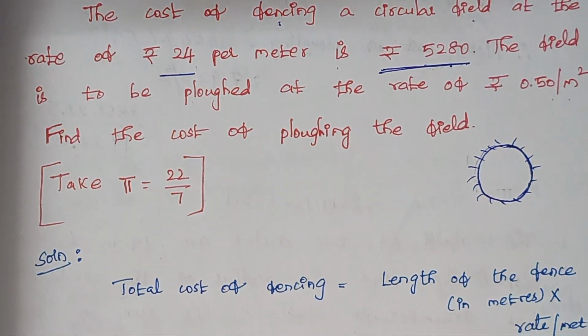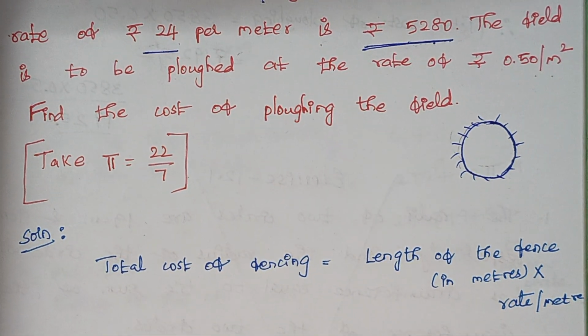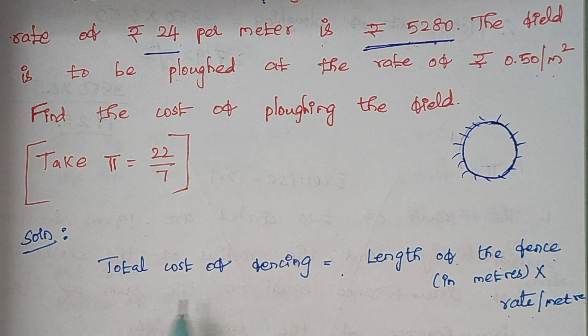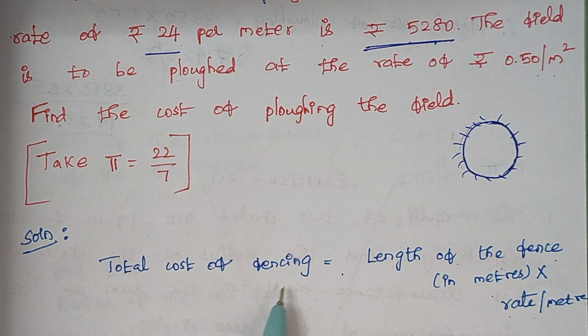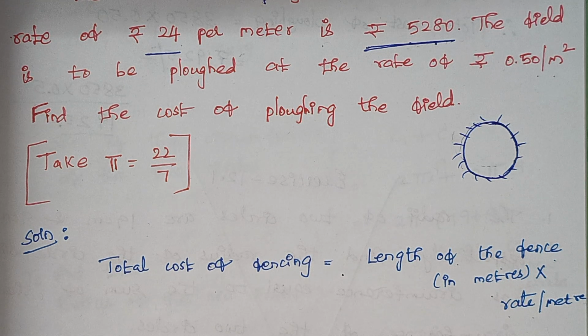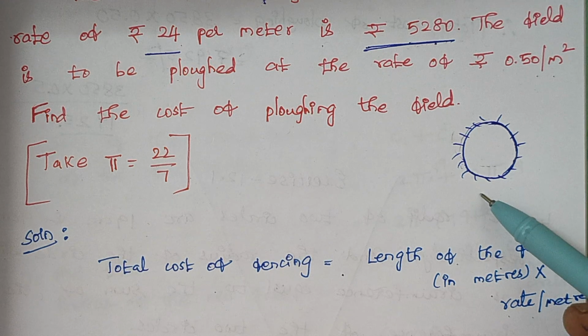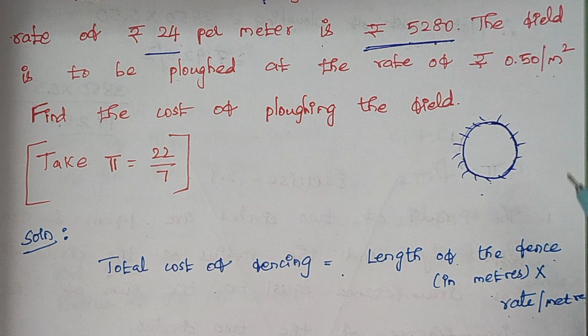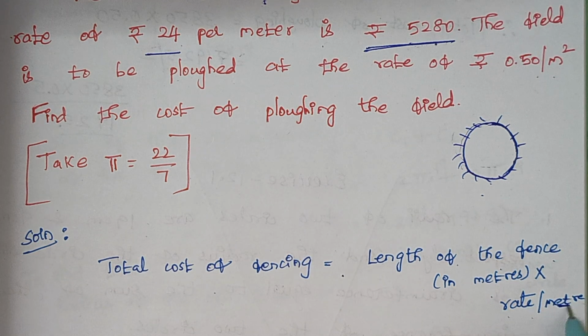The total cost of fencing is equal to the length of the fence in meters into the rate per meter. Observe carefully. How will you calculate the total cost of fencing? First you have to find the length of the fence, then multiply by the rate per meter.